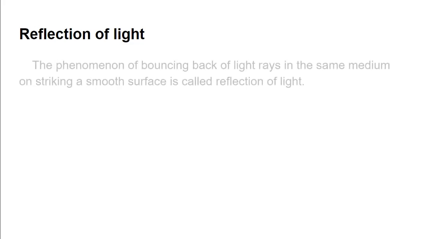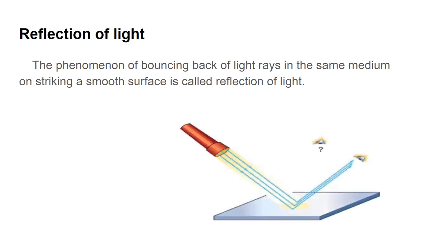Okay. Next, we move towards the reflection of light. Reflection of light is the phenomenon of bouncing back of light rays in the same medium on striking a smooth surface. It is a process in which all the light rays incident on that surface bounce back in the same medium on striking that surface. That is known as the reflection of light.